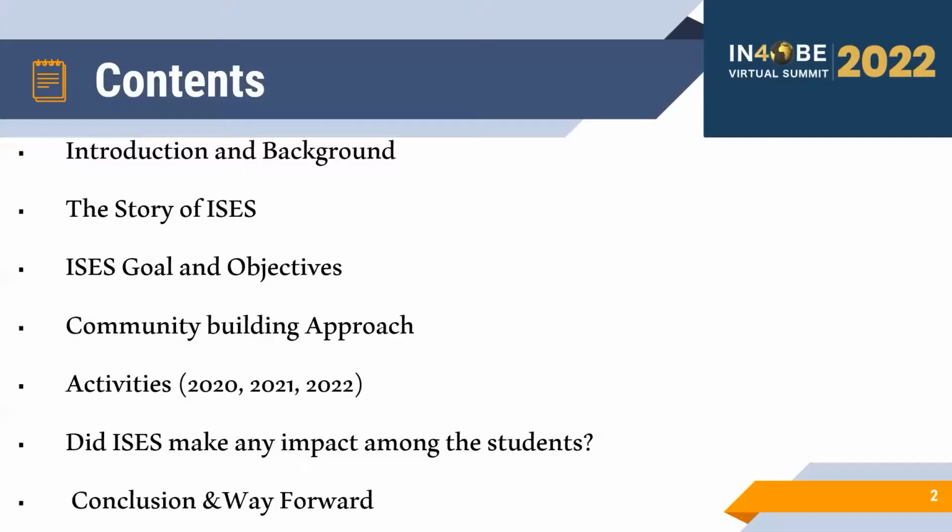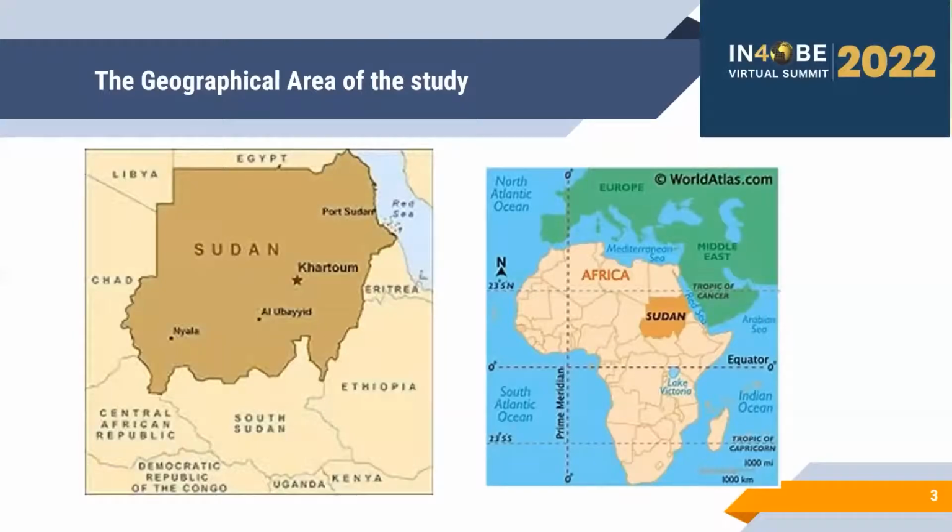I'm going to go through several points, including introduction and background, and I will be very quick on this, then the story of international integration of sustainable engineering societies, the goal and objectives, and the community building approach. I'm going to share some activities during 3 years, and we can see together if integration of sustainable engineering societies makes any impact among the students, and then there is the conclusion and way forward.